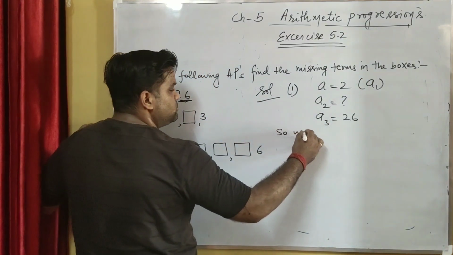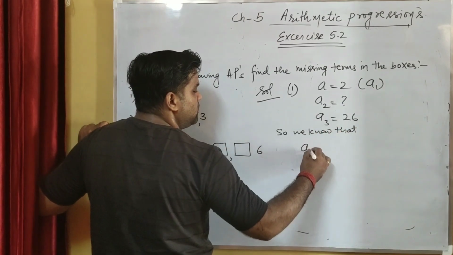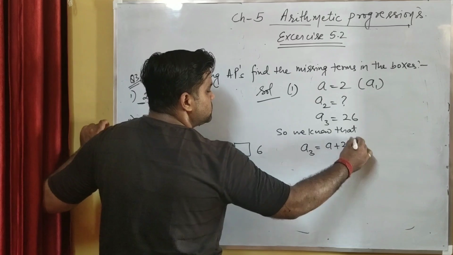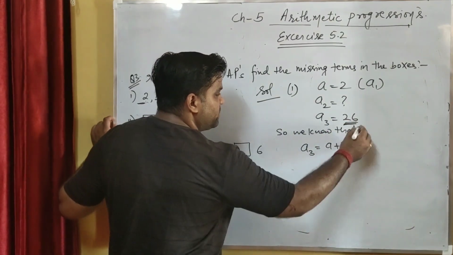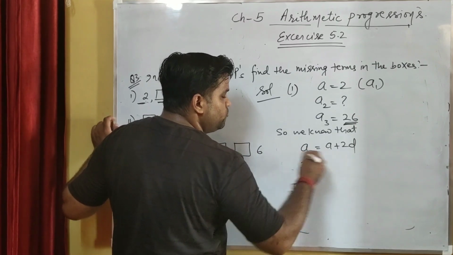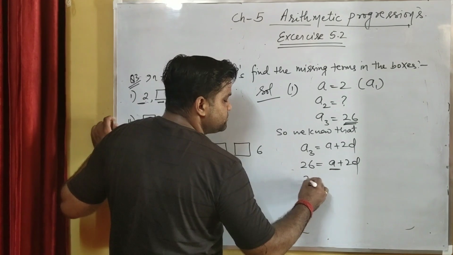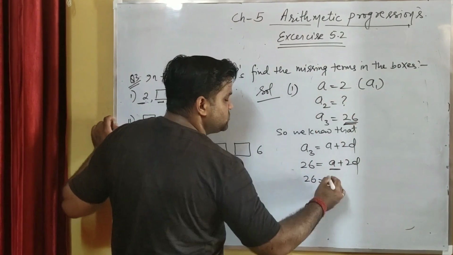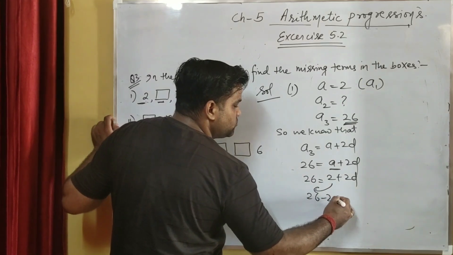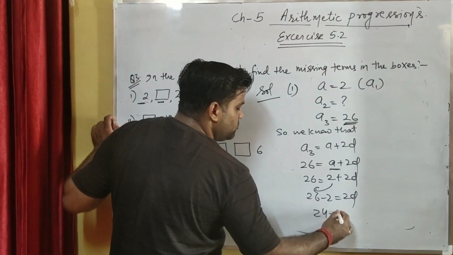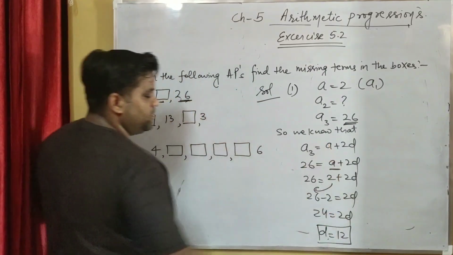So we know that the third term is given by a plus 2d. So here a3 is given, so on putting that value 26 equals a plus 2d. Here a is given. What is the value of a? It is 2 plus 2d. So taking 26 minus 2 is equal to 2d, which is 24 equal to 2d, and finally we get the value of d equal to 12.